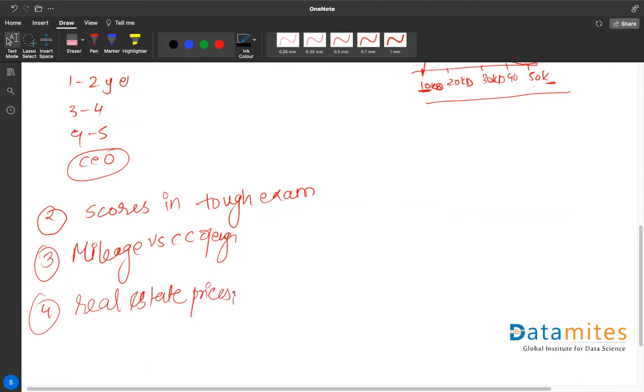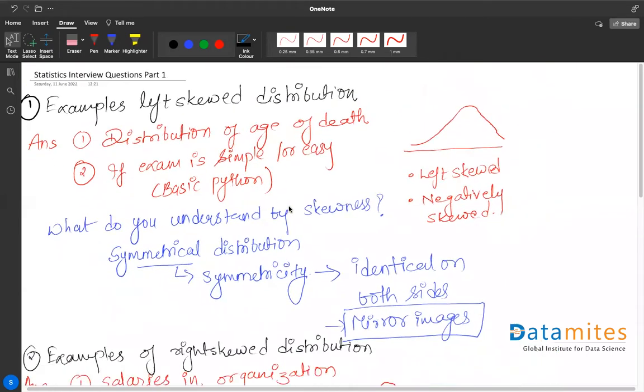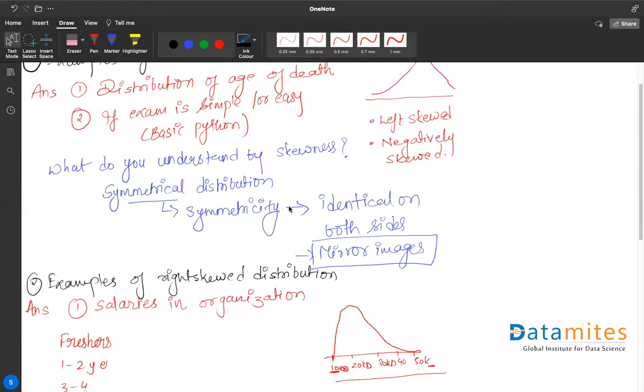Okay. All right. So this was all about the skewness, what we can say right skewed and left skewed data. Demand versus flight cost. Yes, correct, Manjunath. Demand versus flight cost. Correct. All right. So these are the examples of left skew and right skew data, right?